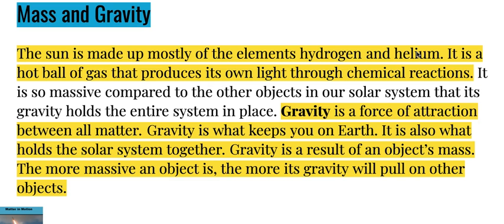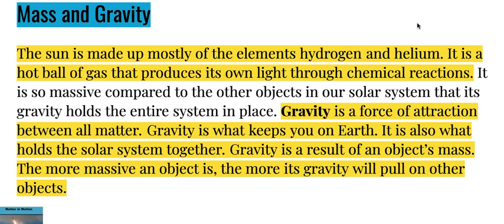Mass and gravity. The sun is made up mostly of the elements hydrogen and helium. It is a hot ball of gas that produces its own light through chemical reactions. It is so massive compared to the other objects in our solar system that its gravity holds the entire system in place. Gravity is a force of attraction between all matter. Gravity is what keeps you on Earth. It is also what holds the solar system together.